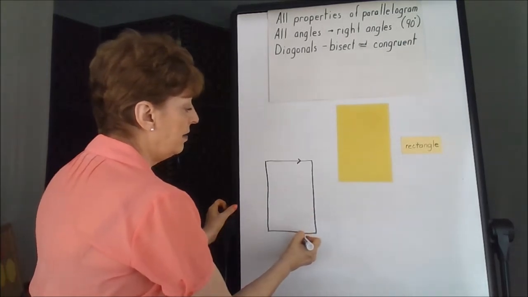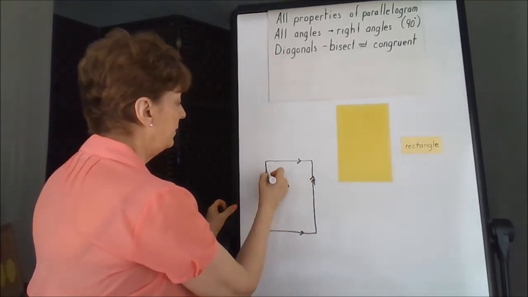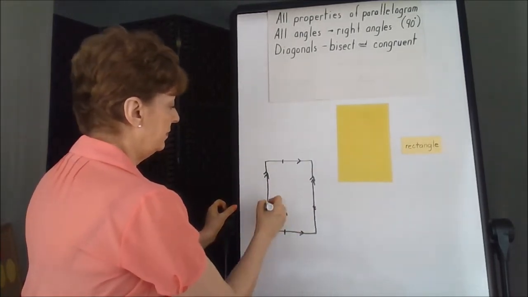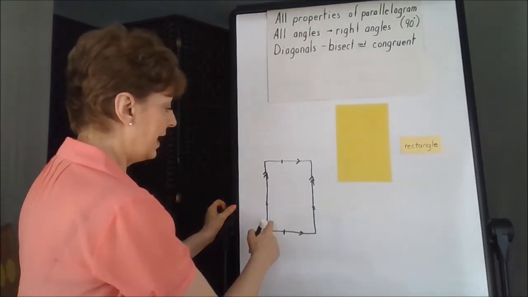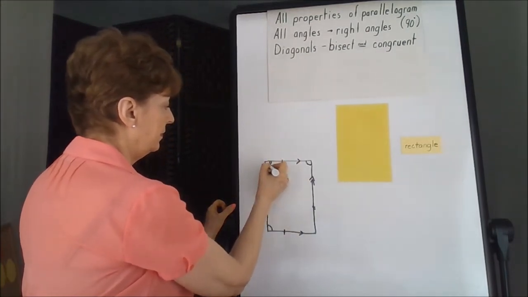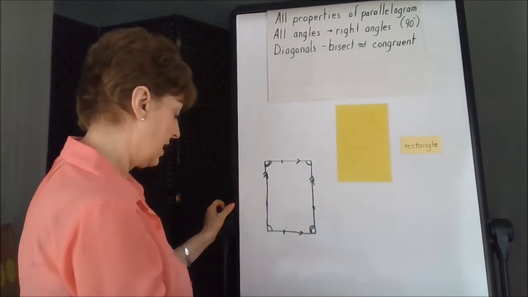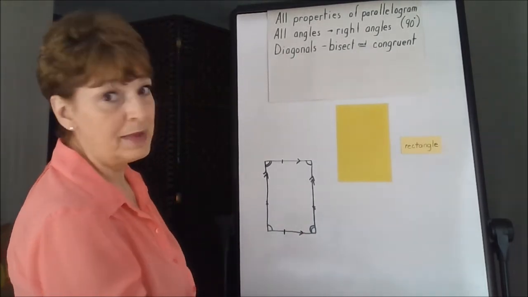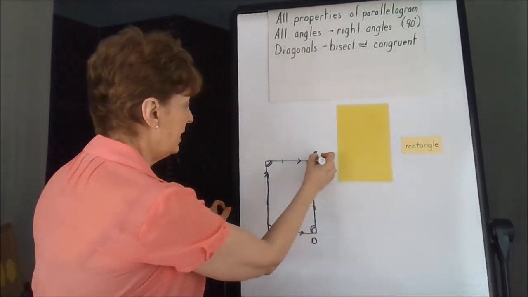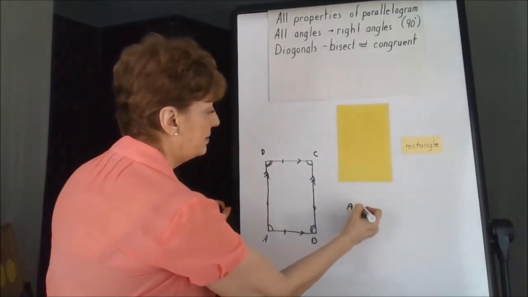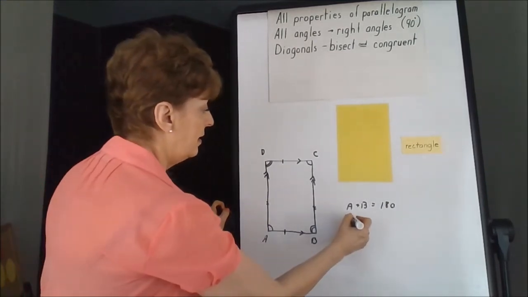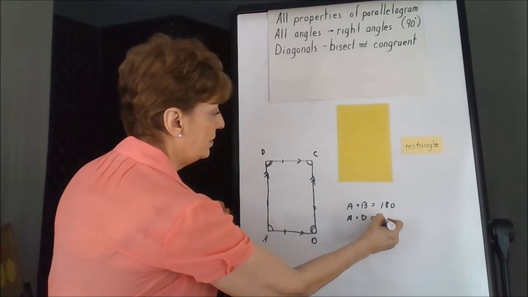Opposite sides are parallel. Opposite sides are congruent. Opposite angles are congruent. Consecutive angles measure 180 degrees. So if we have A, B, C, and D, A plus B is equal to 180, or A plus D is equal to 180.